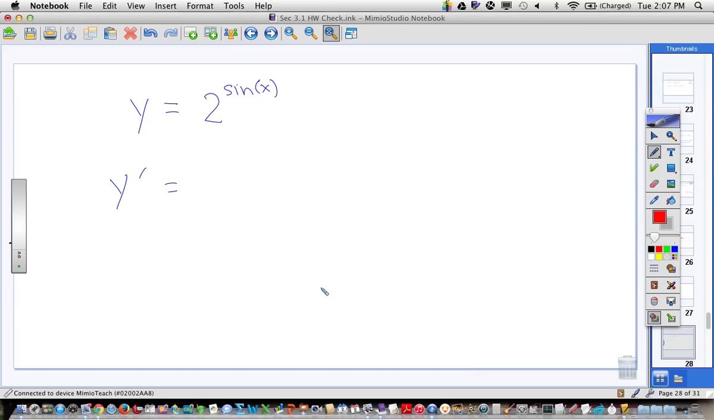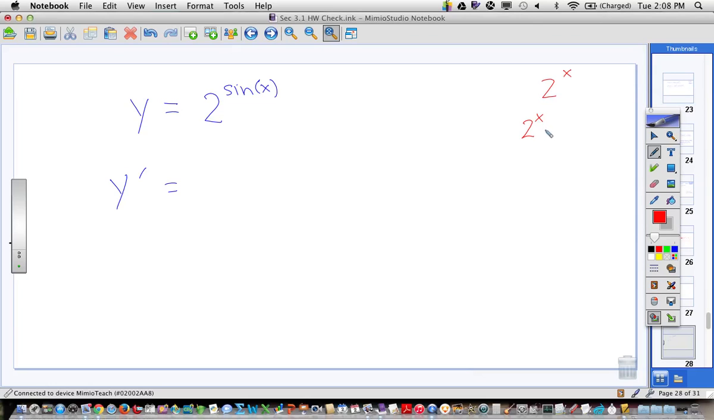Now, what is the inner function? Sine x is the inside function. The outside function is 2 to the x, or 2 to the something. So we start by doing the derivative of the outside. We should be starting with the 2 to the x derivative rule. That's what we should be thinking of. Just for time's sake, we'll go together. If you know it, you've probably done it already. We should be thinking of this derivative rule to start, because that's the outer function. And so what is this derivative rule?